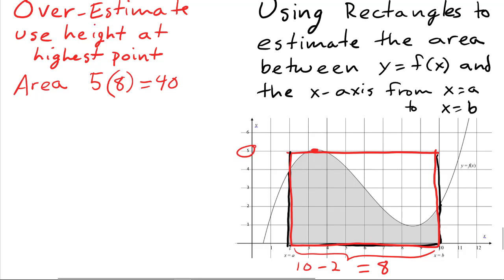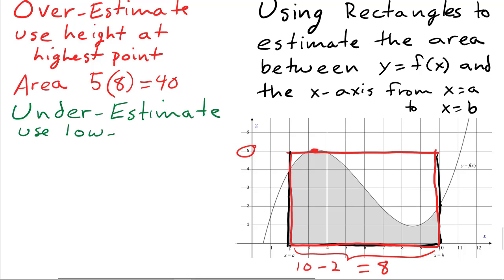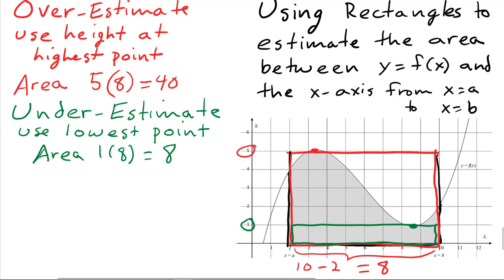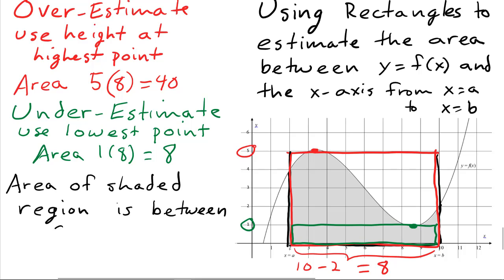And the area of that rectangle is obviously larger than the area of the shaded region under the curve. So we know the shaded region has area less than 40. How much less? We're not sure yet. Then we can do a similar thing, getting an underestimate by taking the height from the lowest point on the curve. The lowest point has a height of about 1. We multiply that by the width of 8. We get the green rectangle there that has an area of 8. And we can see that the shaded gray area is definitely larger than the green rectangle and smaller than the red. So it has an area somewhere between 8 and 40.